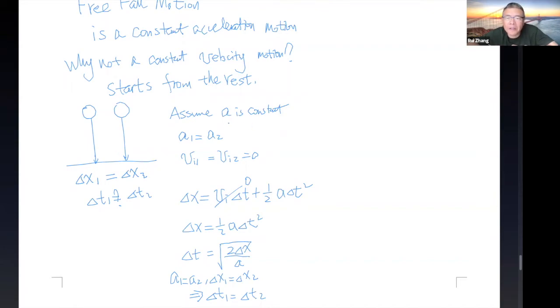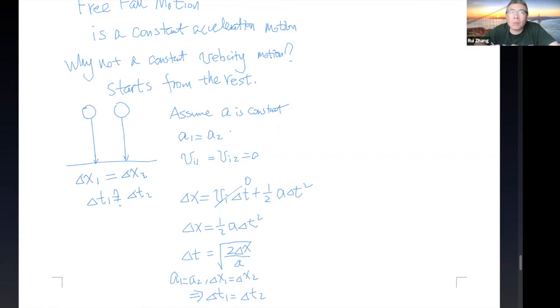Now in physics, it's always the case that if there are two explanations for one phenomenon, we'll always choose the simpler one, unless the simpler one does not work, then we go to a more complicated case. In this case, we tried to explain this by constant velocity motion. It won't work because they start from rest. So the next simplest explanation would be constant acceleration motion. That's why we choose this one, because it actually works. There's no contradiction if you assume that. So we'll use that explanation.